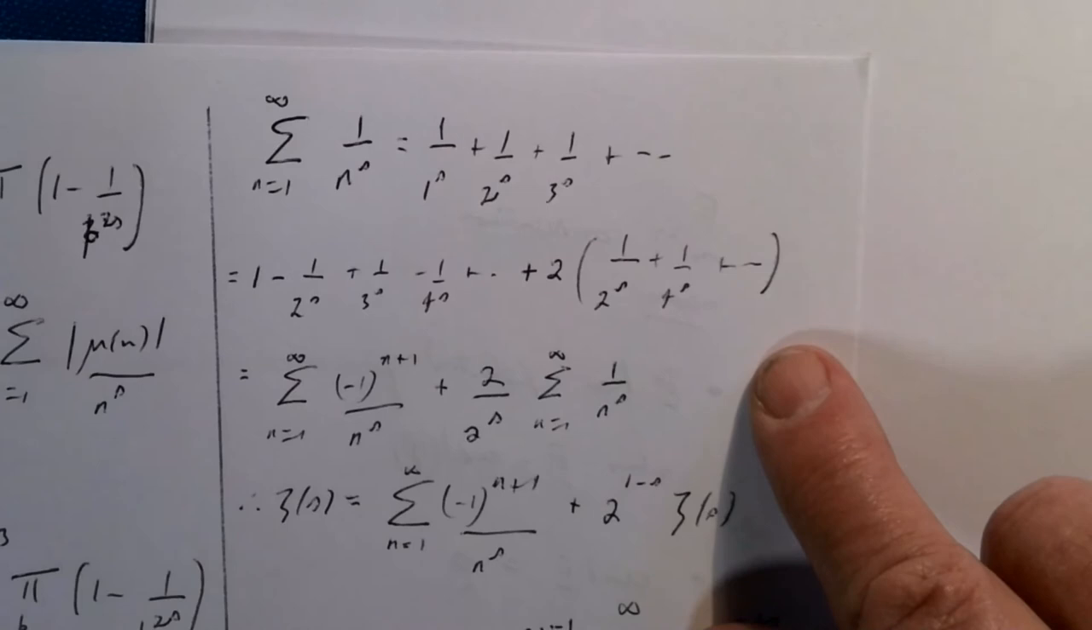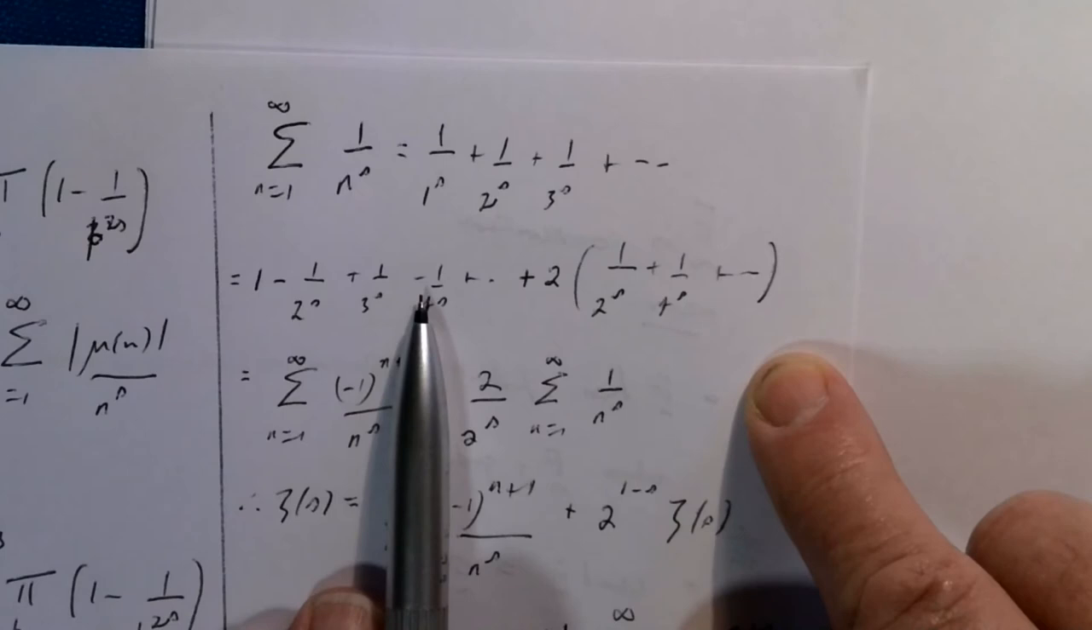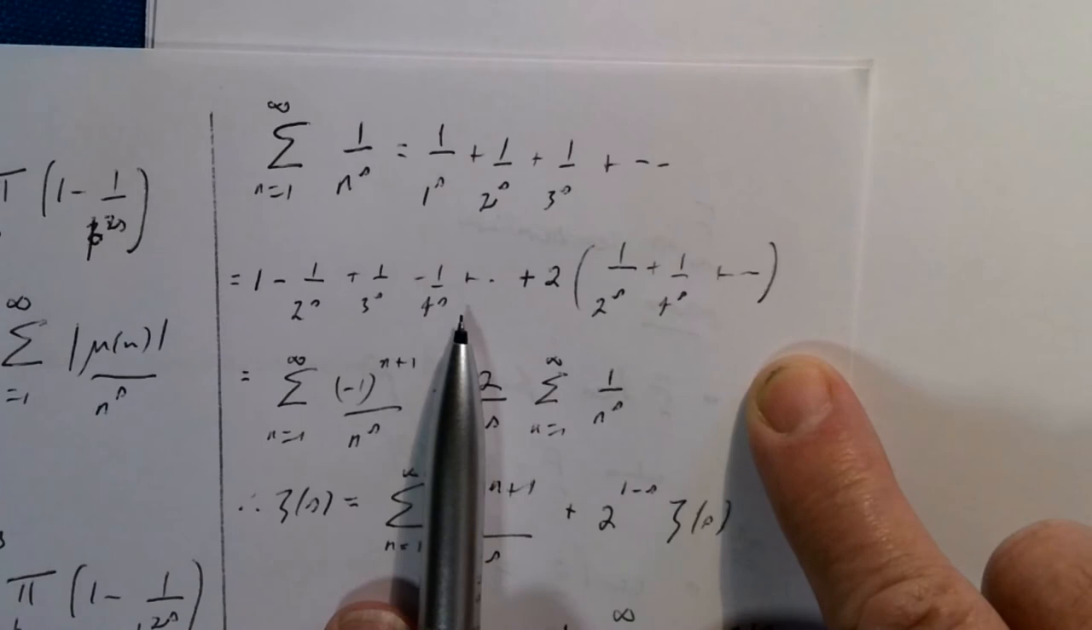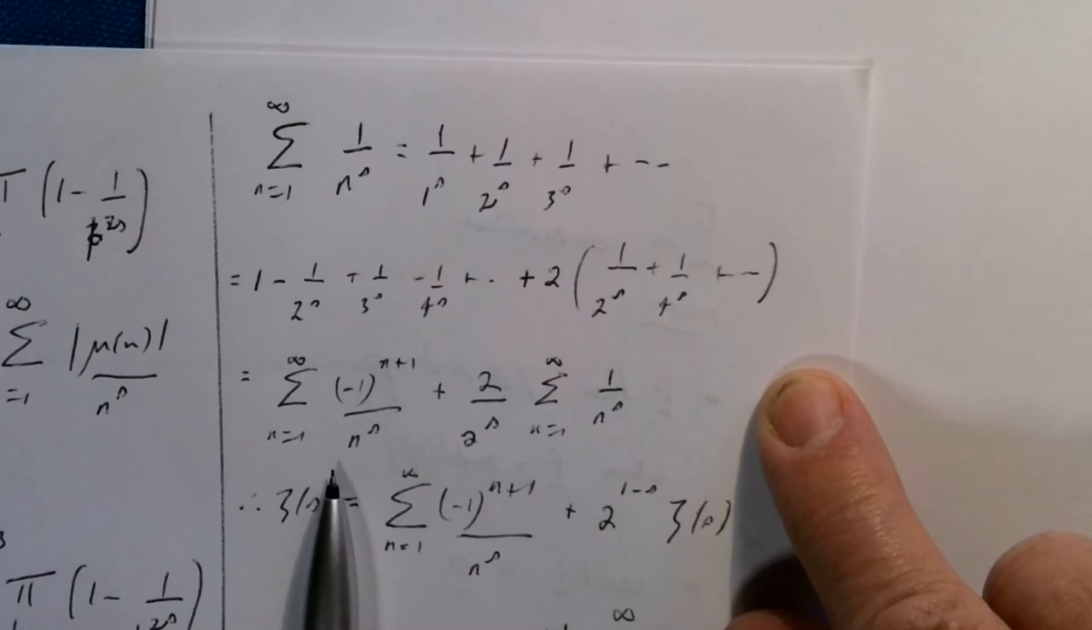In particular, an interesting question: what happens if we look at the alternating series? So I'm going to change every second sign and turn this into an alternating series. Then, of course, I have to add back in twice all of these terms with the even denominators. Now, this one here is my alternating series, which is just minus 1 to the n plus 1 on n to the s. So this is the Dirichlet series corresponding to this function.